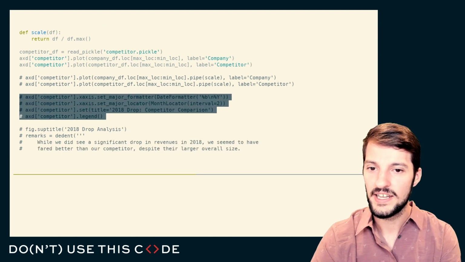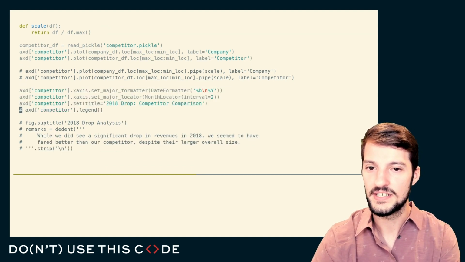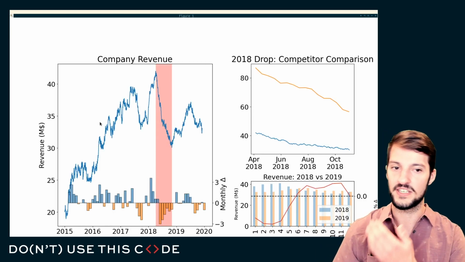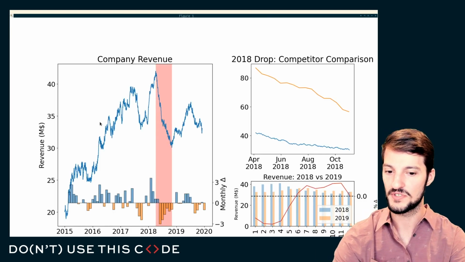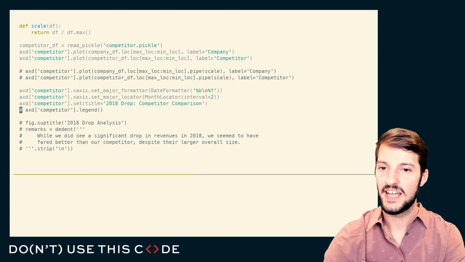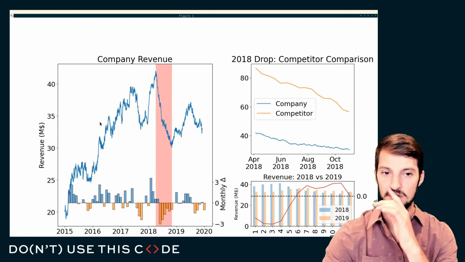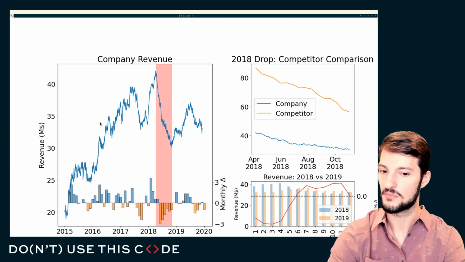And so I can go ahead and I can fix this x-axis by using the major formatter and major locator, and you see I get much better, much nicer labels here in this case. And then I can add a legend to my figure, or to my axes here for the competitor comparison.